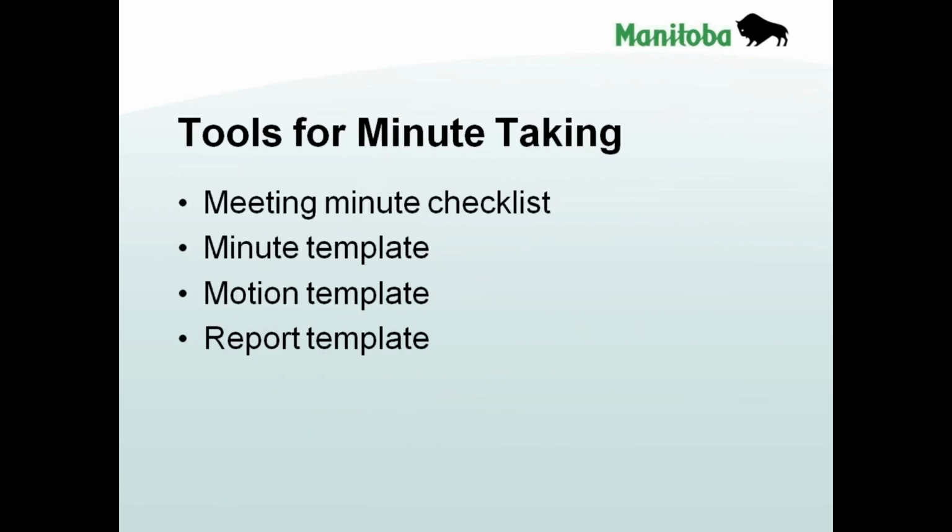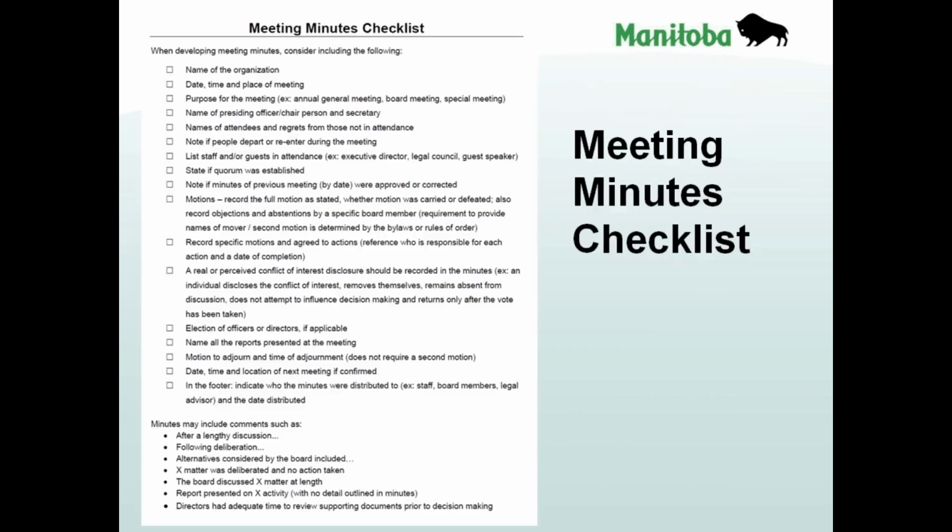These tools can assist you in taking minutes: the meeting minute checklist, a minute template, a motion template, and a report template. All of these resources will be emailed to registered webinar participants. Our website also has an agenda template. This helpful checklist is available on our Manitoba Agriculture website. The link will be shared at the end of the webinar.